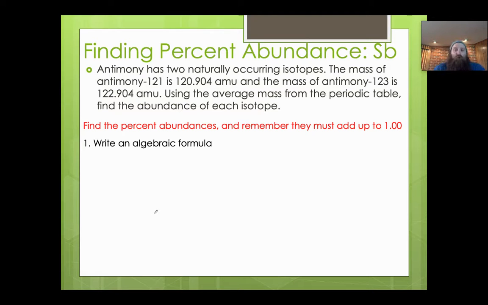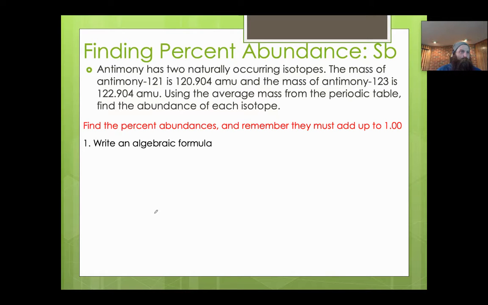So I'm going to write the same formula I did last time. Now take a minute and see if you can figure out how to do this on your own. Now I'll give you a hint. You've got 2 percent abundances. You don't know either of them. So call one of them x and then figure out how to get the other one. And there's a hint. They must add up to 1. So take a minute and then we'll go through it.